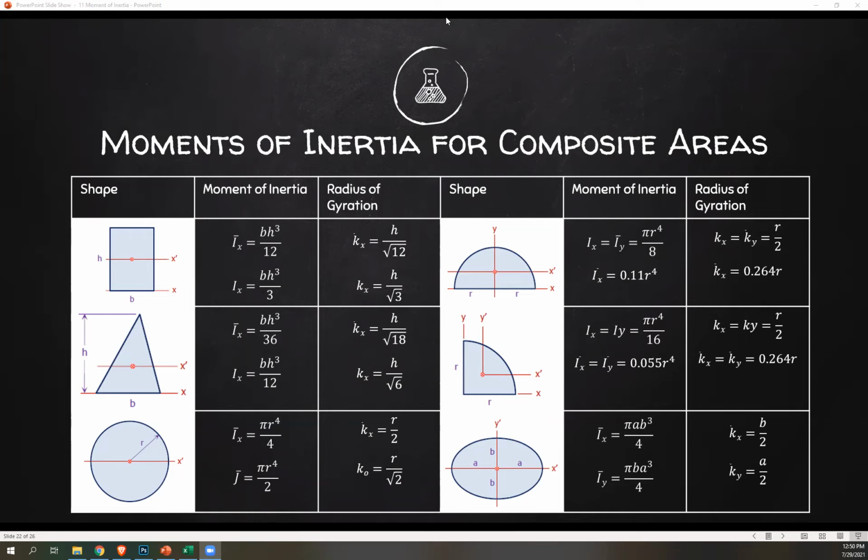About an ellipse, the moment of inertia about the centroidal x-axis, or to be more specific, the major axis, is pi ab cubed over 4. And then about the minor axis it's pi ba cubed over 4. Radius of gyration about the major axis is b over 2, and about the minor axis is a over 2. Okay, so just memorize all of these equations so you don't have to derive anymore.